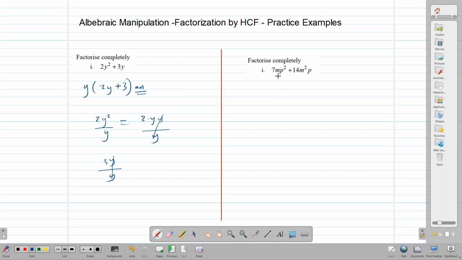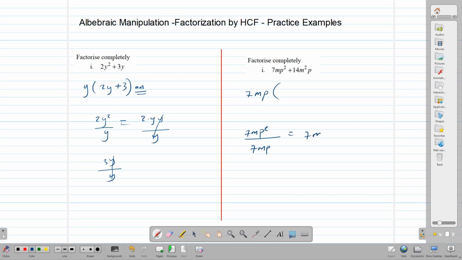Here, 7mp squared plus 14m squared p. 7 is the highest number that can divide 7 and 14, so we write down our 7. Both expressions have m. This one has an m, that one has m squared, so we use the lower one, which is the m. And the same idea with the p squared and the p, we use the p. Open your bracket. Now we're going to divide 7mp squared divided by 7mp.